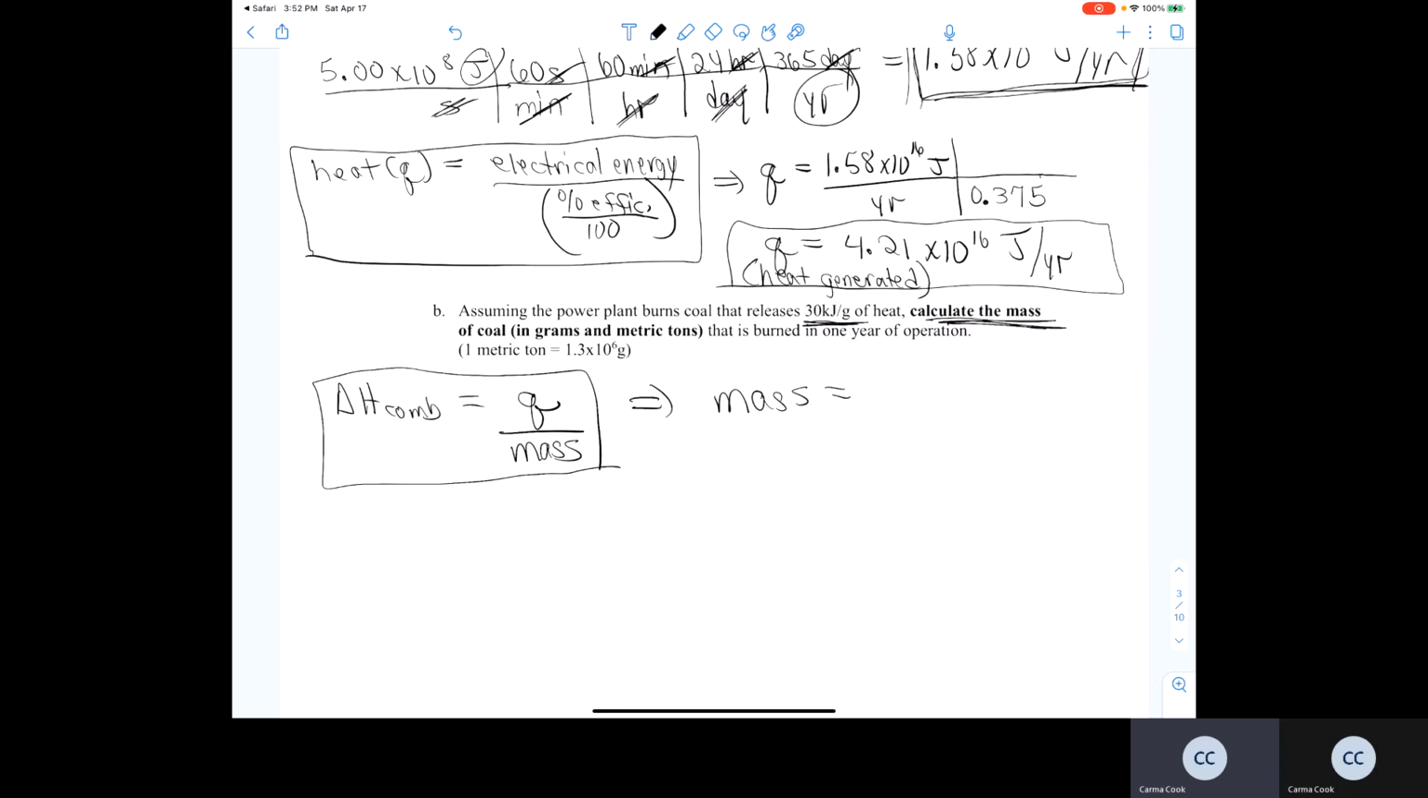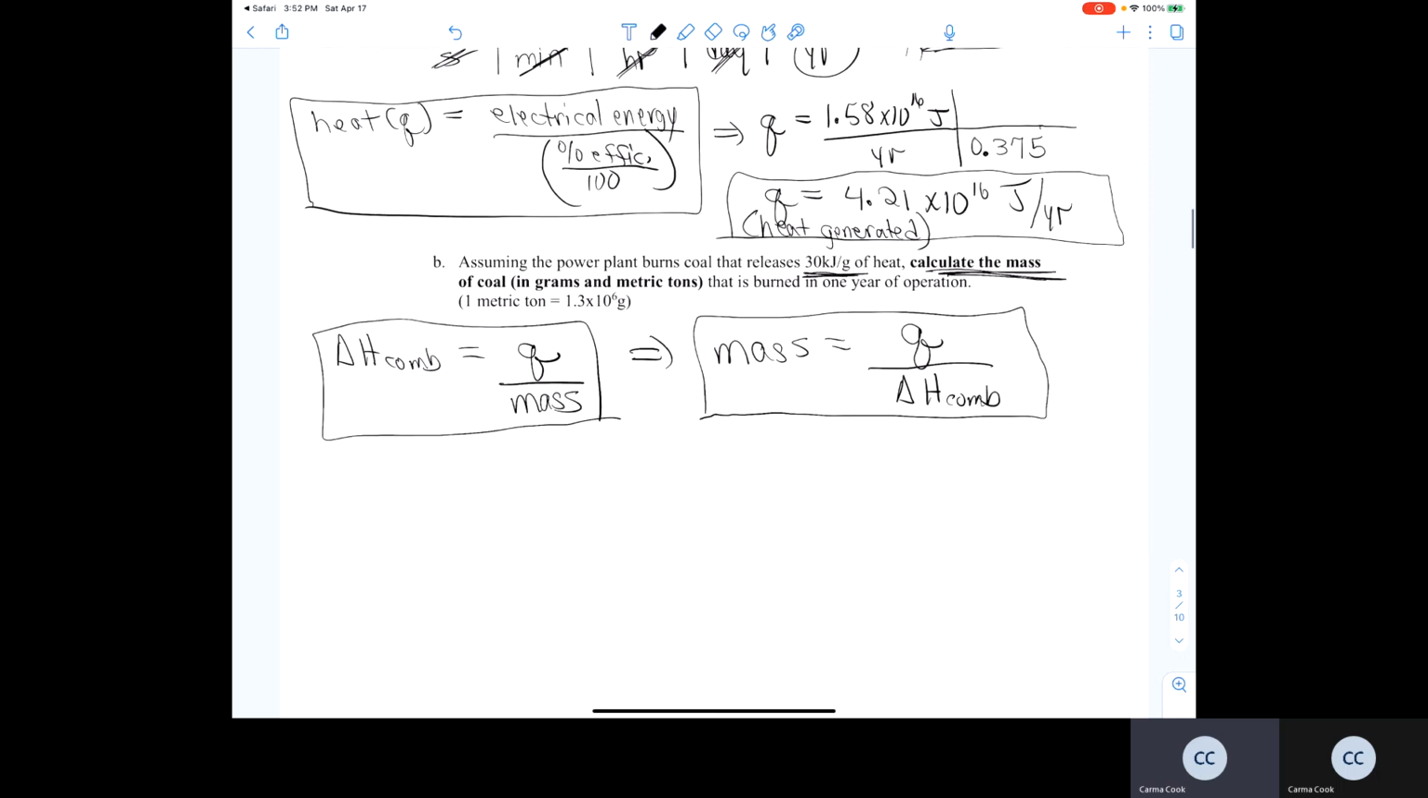Mass is going to be equal to Q divided by the delta H of combustion. So let's calculate our mass in grams, and then we'll convert it to metric tons. So the mass is equal to our Q. Well, we already saw for that in part A, divided by the delta H of combustion.